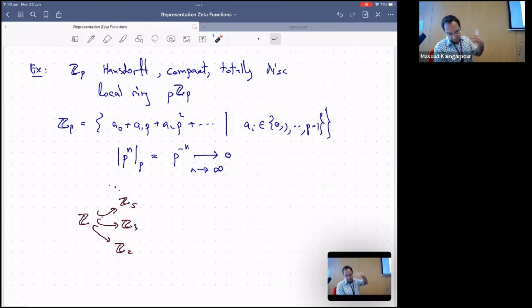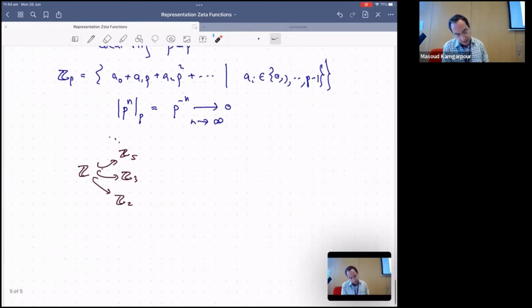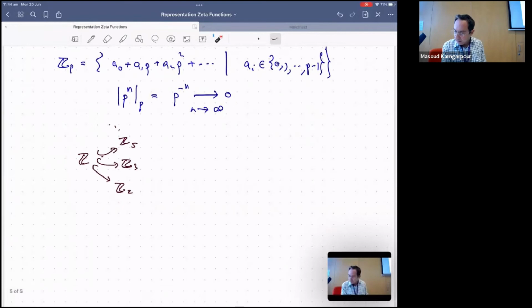But also it's a compact topological space, group, ring, so you can do harmonic analysis on it. And that was Tate's quite amazing theorem, which I want to talk a little bit about now. So, sorry? 5 minutes? 5 minutes, okay.